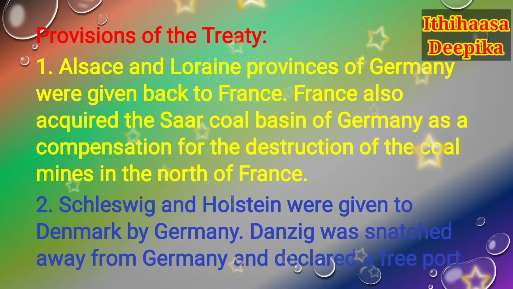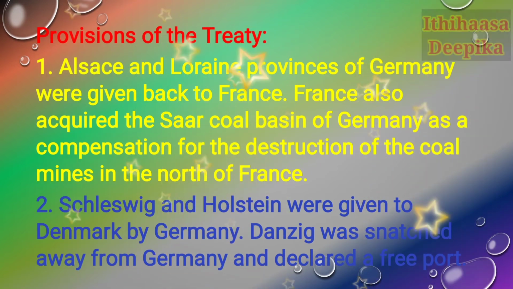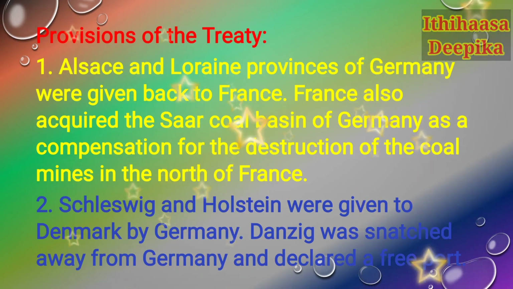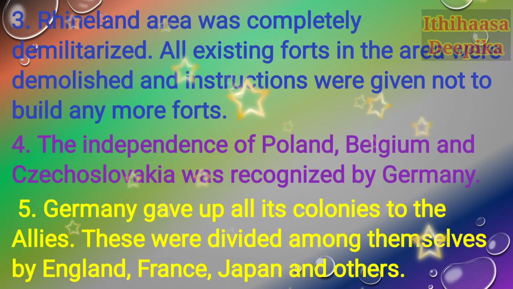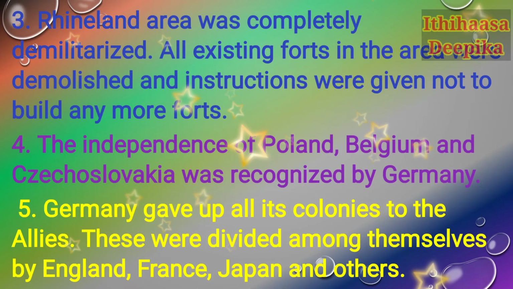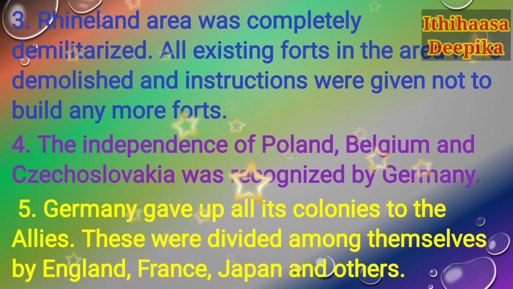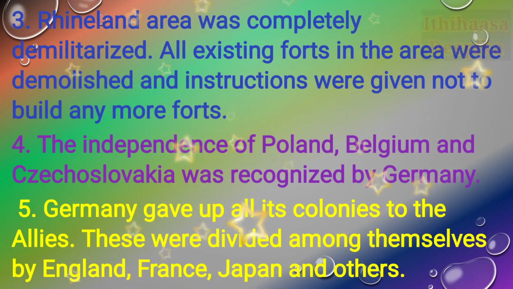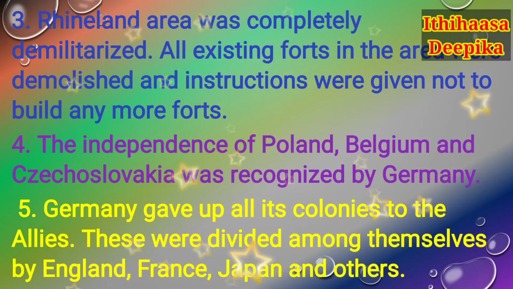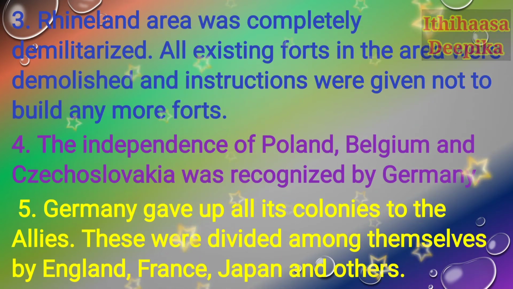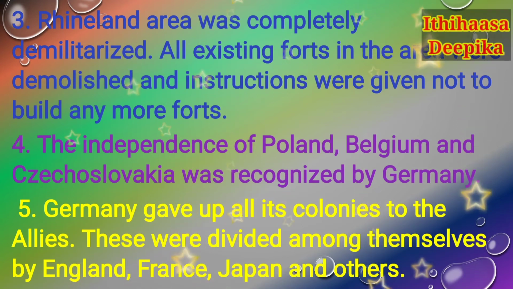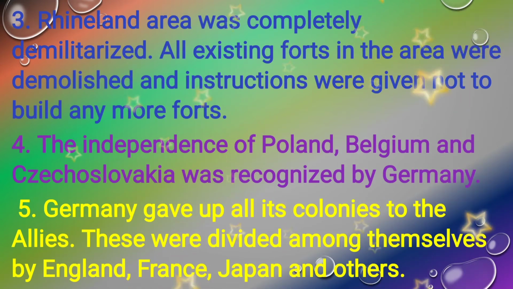Second one, Schleswig and Holstein were given to Denmark by Germany. During the German unification, Schleswig and Holstein were annexed by Germany. They were returned to Denmark. Third one, the Rhineland area was completely demilitarized. All existing forts in the area were demolished and instructions were given not to build any more forts.